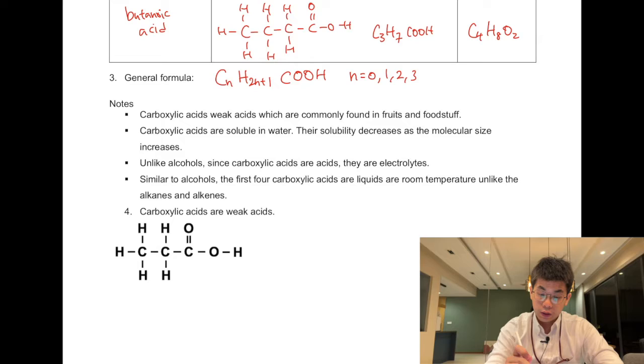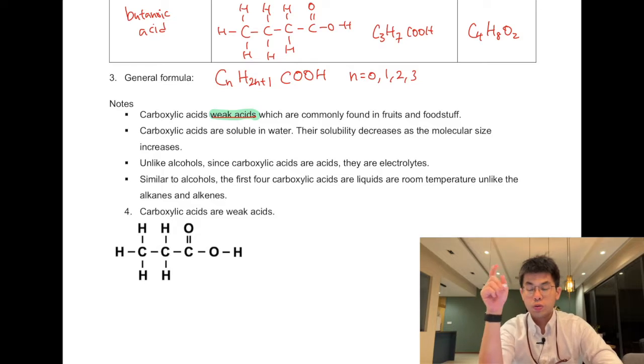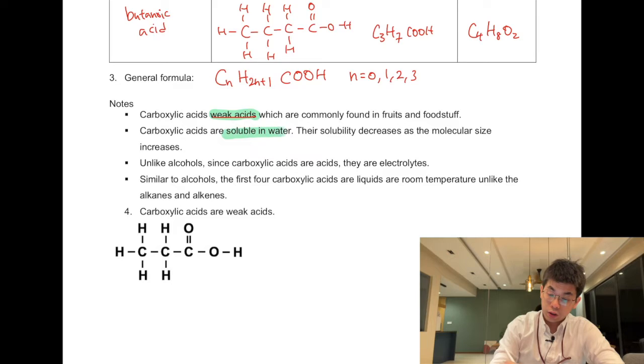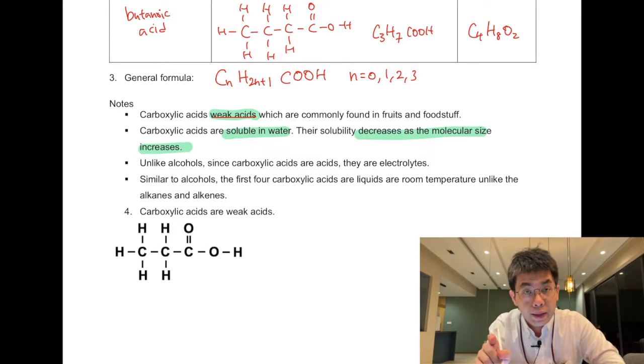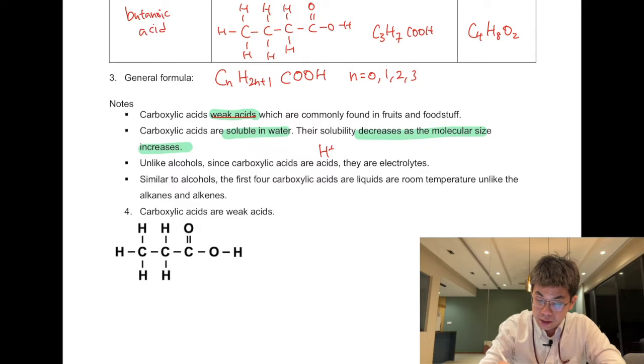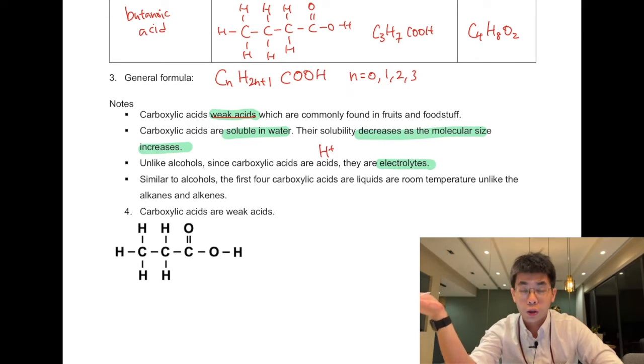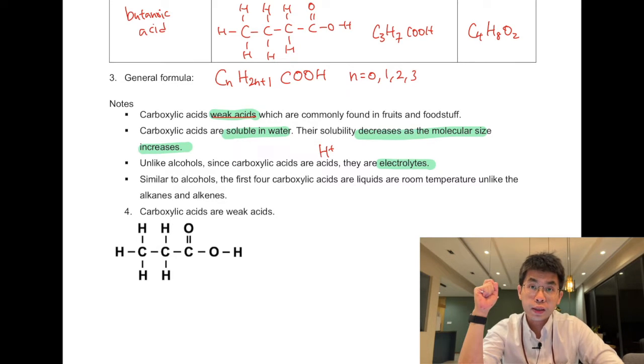Now, carboxylic acids are weak acids, meaning that they partially dissociate in water to produce H+ ions. Therefore, carboxylic acids are soluble in water, and like alcohols, their solubility decreases as it gets bigger and bigger. However, because they are acids, and acids produce H+ ions when dissolved in water, they are electrolytes, meaning that they can conduct electricity. So it's a special type of simple molecule that can dissolve in water and conduct electricity at the same time, similarly to acids.